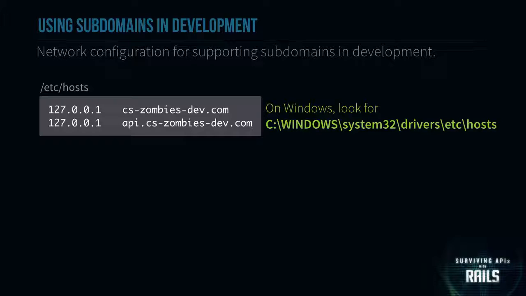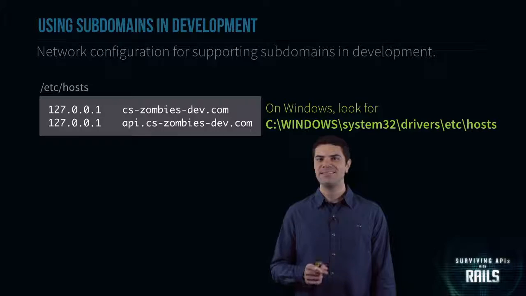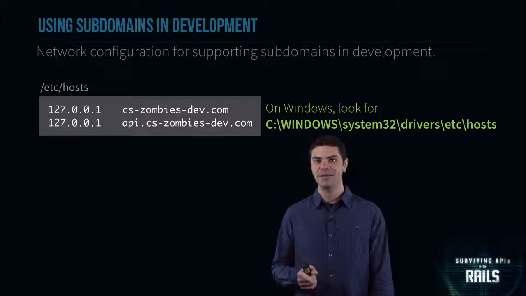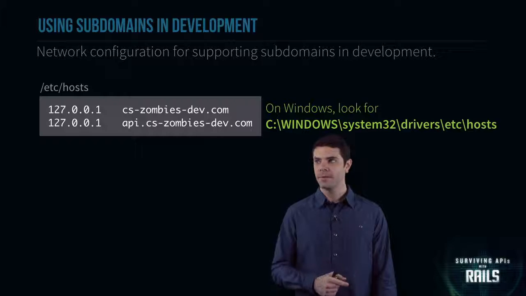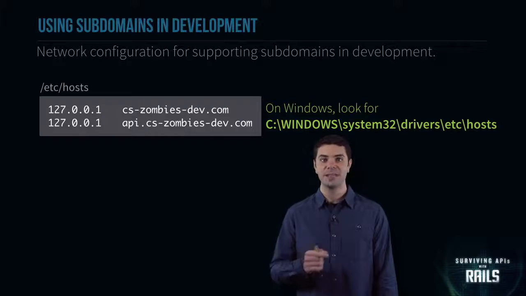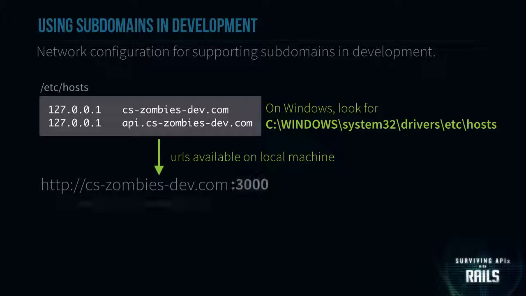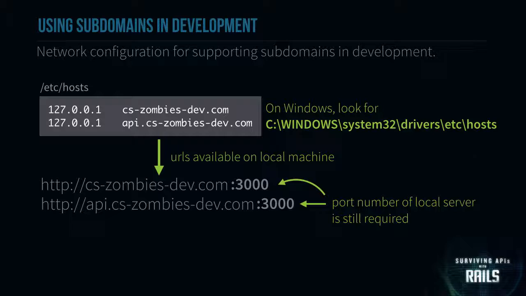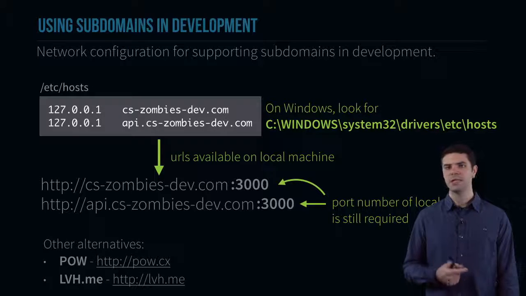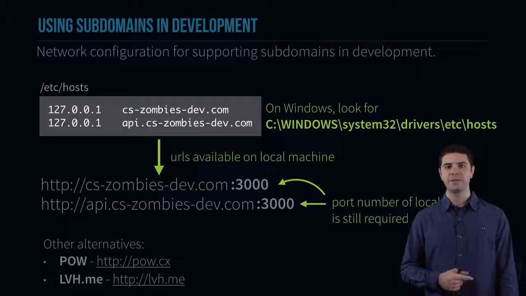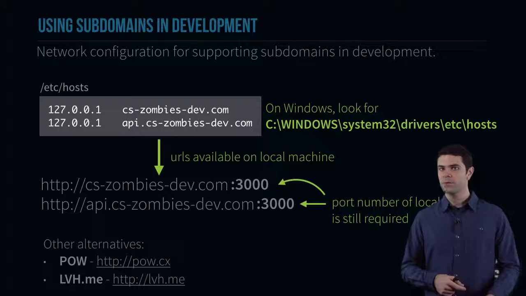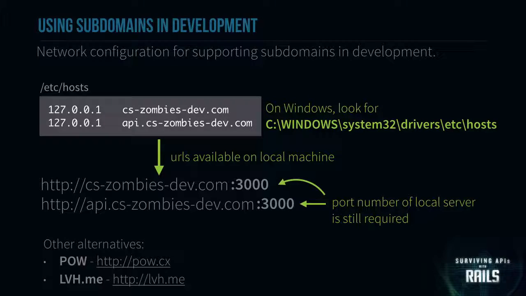In this example, cs-zombies.com is the production URL. So we're going to create cs-zombies-dev.com for the top level domain and api.cs-zombies-dev.com for the API subdomain. The following URLs are now available on our local machine. Keep in mind that the port number is still required. Other alternatives to do this are tools like POW or services like lvh.me, which we're not going to go over in this course, but here's the URL so you can check it out.